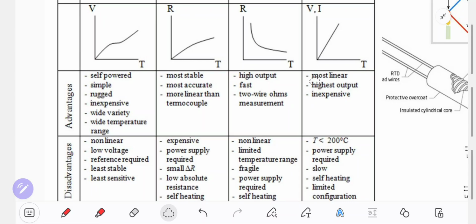What are the advantages and disadvantages of using this sensor? The advantages of using this sensor are most linear, yes correct, highest output, and inexpensive. And the disadvantages: the temperature is less than 200 degrees Celsius, power supply required, slow response, self-heating, and limited configuration.